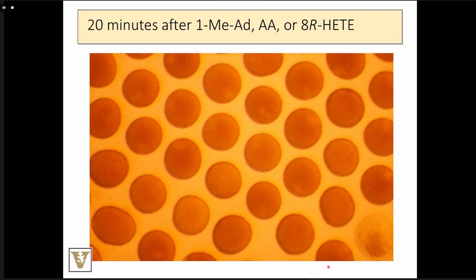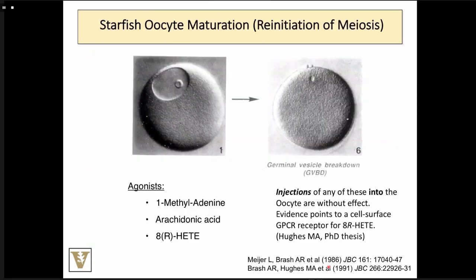It was then shown that arachidonic acid in large amounts could do the same thing. And actually it's because it's converted to 8R-HETE. And 8R-HETE is a potent mediator of this reaction. This is what you're looking at here. Starfish oocyte maturation, the reinitiation of meiosis. Here are the agonists here. And it's a sort of classic study that was used to study cell cycle reactions back in the 70s and 80s. Pointedly, because these are big cells, you can inject mediators into them.